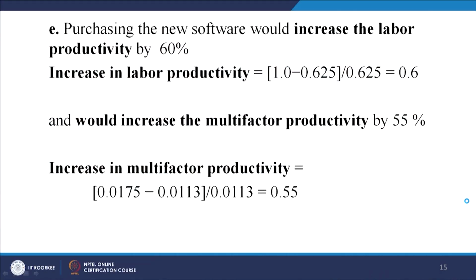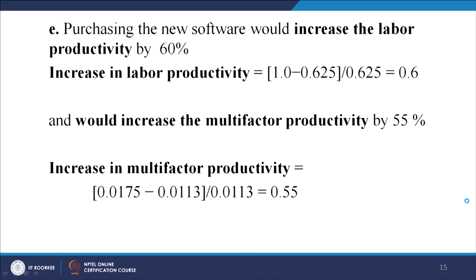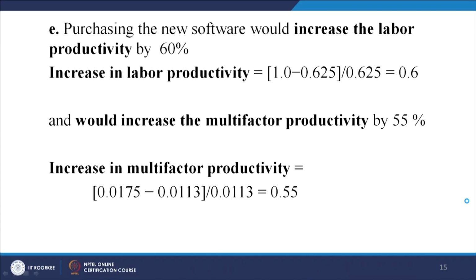Now, purchasing the new software would increase the labor productivity by 60%. You can see the increase in labor productivity: in the proposed scenario it was 24 divided by 24, that is 1, minus 0.625, divided by 0.625, which comes out to approximately 0.6. And it would increase the multi-factor productivity by 55%. You can see the increase in multi-factor productivity. Under the proposed scenario using the software, our productivity is 0.0175 loans per dollar, minus 0.0113 loans per dollar in the existing scenario, divided by the existing scenario value, which is 0.55.